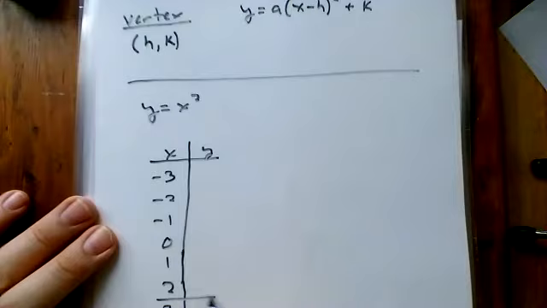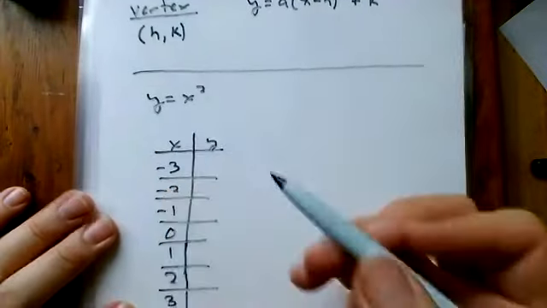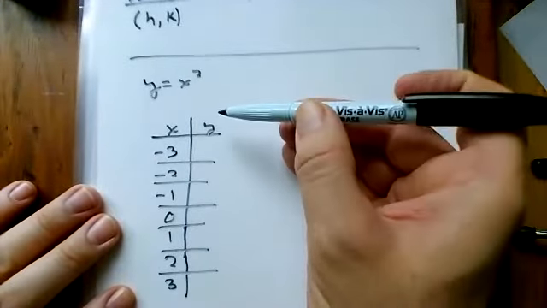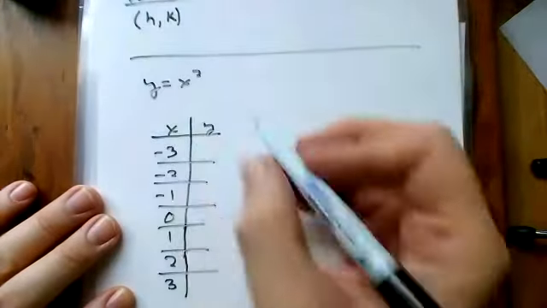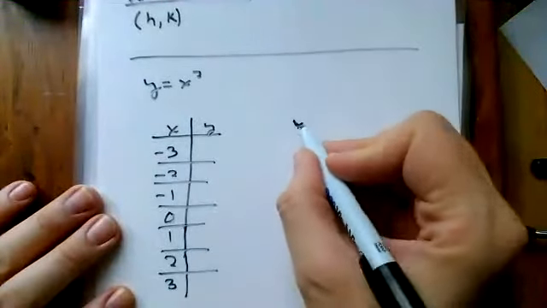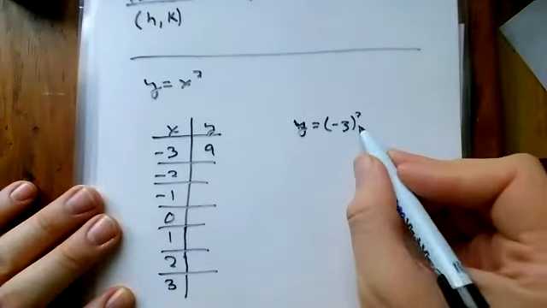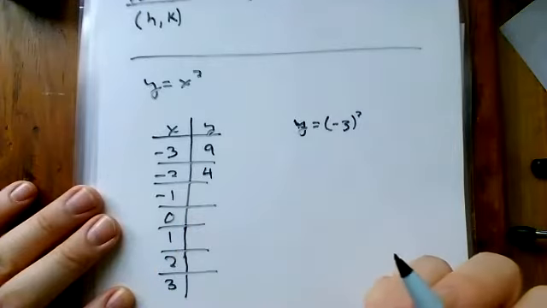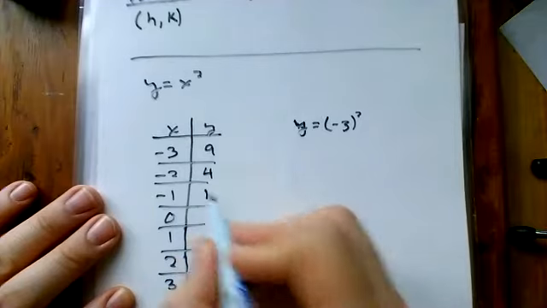And we can see this pattern really simply. And because this is an x squared, we're going to see what the standard pattern for a parabola is. So here, y is equal to -3 squared, that's going to be 9. -3 times -3 is 9. -2 times -2, 4. -1 squared is 1.